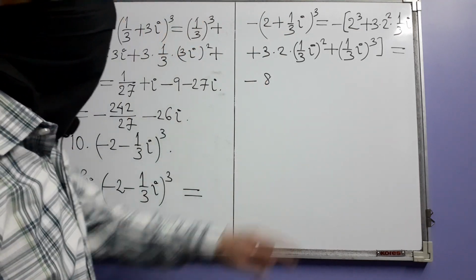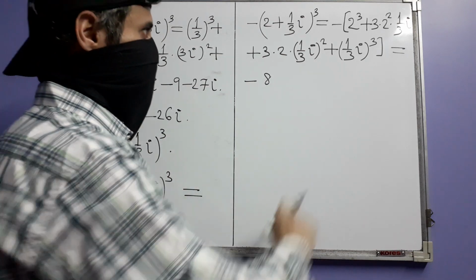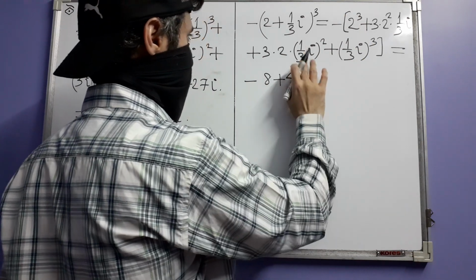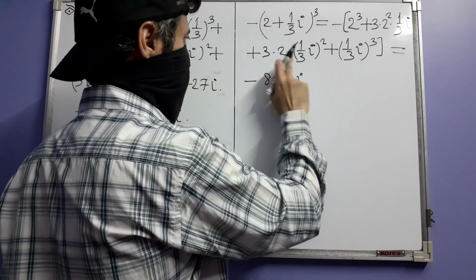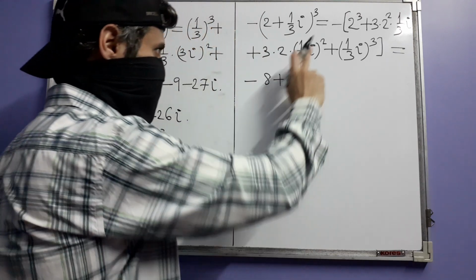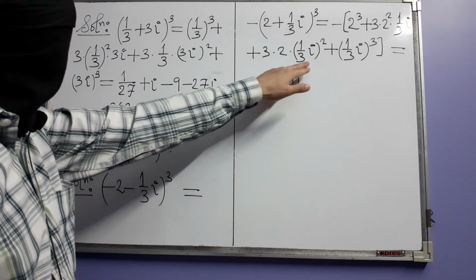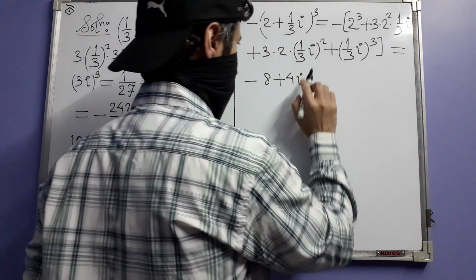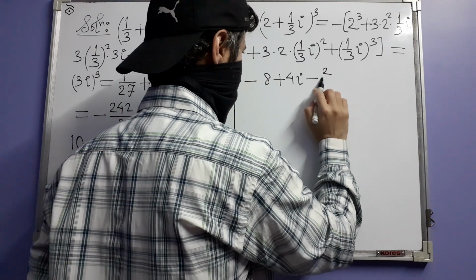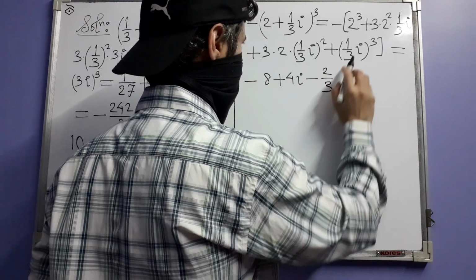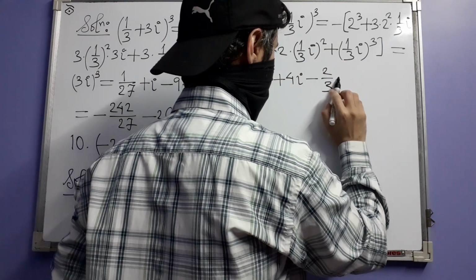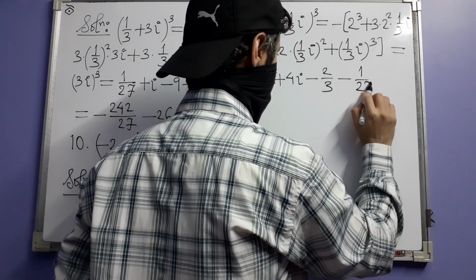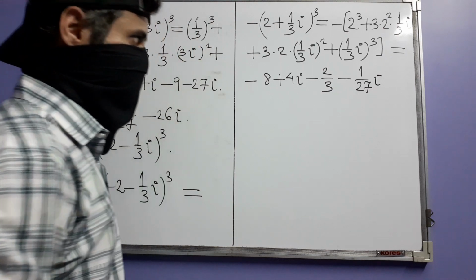And then what? 3 and 3 get cancelled. 2 squared is 4. So plus 4i. What happens here? You have 2 divided by 3. But because of i squared, you see, you have 3 squared, right? And one 3 and one 3 get cancelled. So 2 divided by 3 with i squared, that means minus 2 divided by 3. And just like that previous calculation, this becomes minus 1 divided by 27i, because i cubed is minus i.